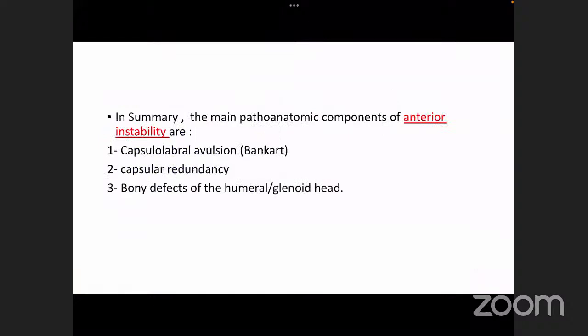So in summary, the main pathoanatomic components of anterior instability are capsulolabral avulsion, the Bankart, capsular redundancy, especially in posterior instability, and the bony defect.